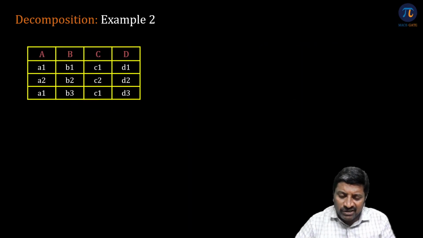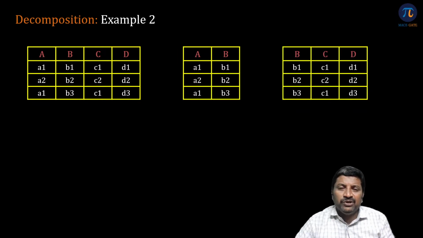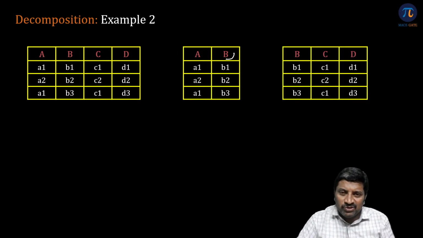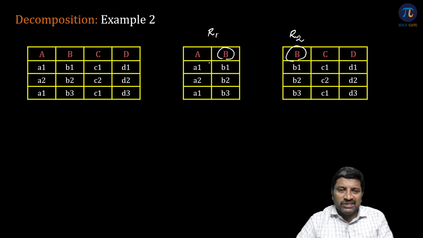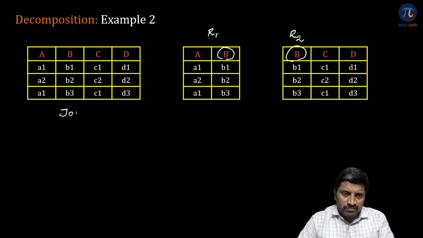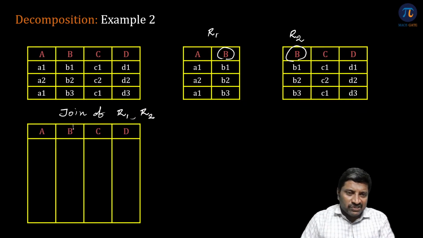Suppose the same relation, this time I divide it like this. What is the common attribute? B. So this is my relation R1, this is my relation R2. Let us rejoin. Join of R1, R2. For our understanding purpose, let us write the values two times.